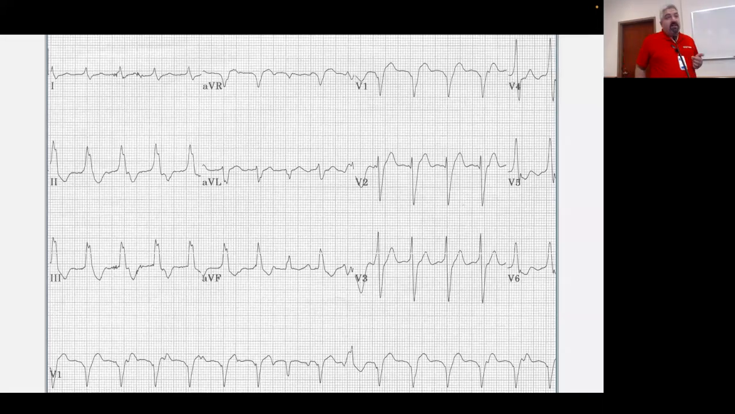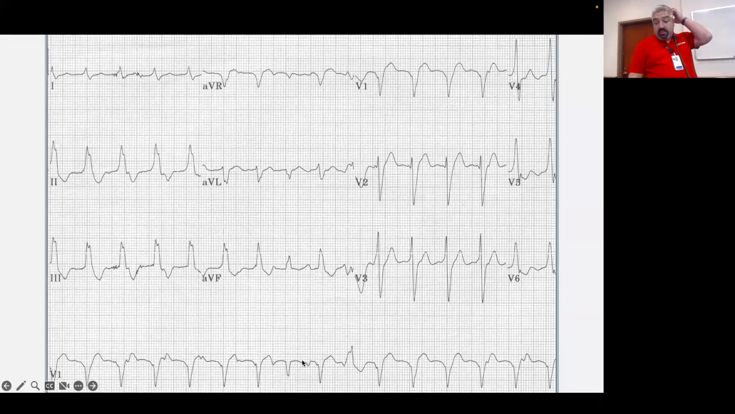One is called AV dissociation. So here you see P waves intermixing with different parts of the ventricular complexes. So that means that the atria and the ventricles are dissociated. AV dissociation confirms the diagnosis of VTAC.